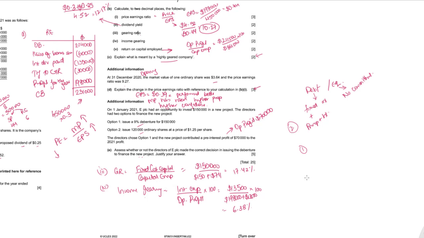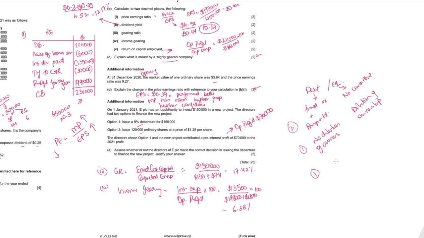Then one point you could also write is that there is no dilution of ownership. The existing owners continue to share the profits in the same way, but when you issue additional ordinary shares, there is dilution of ownership, which the existing shareholders may not like. They may not be in favor of this.